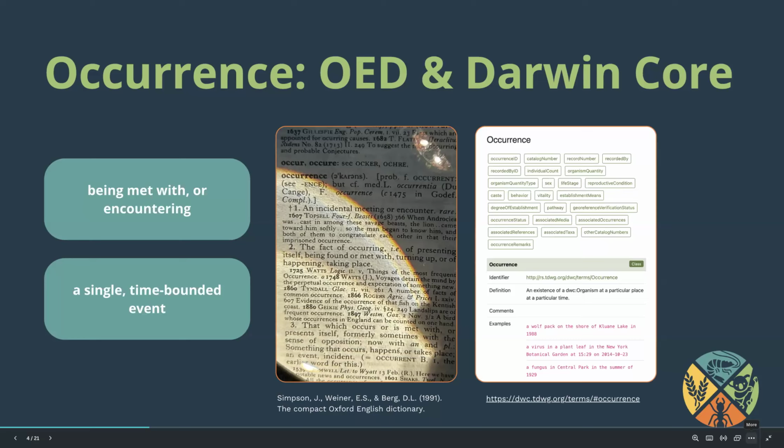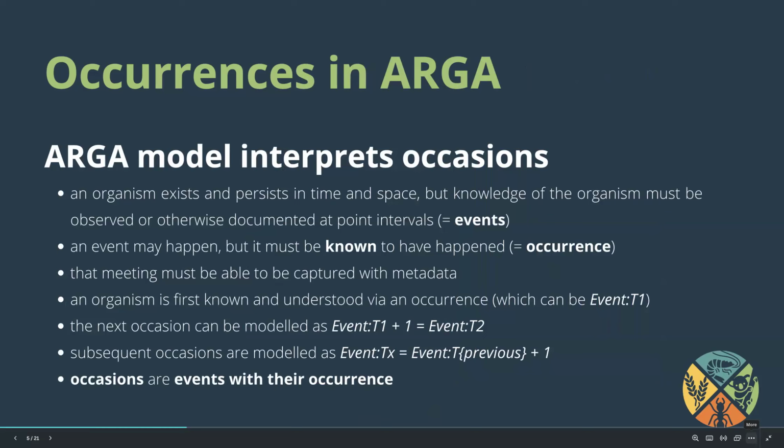Well, the reason is that we're interpreting something which I'm nominally calling occasions. An organism, as we know, is there in time and space, and it's there whether we know about it or not. But when we come to know it, that's our event at which we meet it. So it may be there, but we have to know about it. And we may meet it, but it's not really useful to us for our analysis purposes unless we've documented that. And we're interpreting that to be the occurrence.